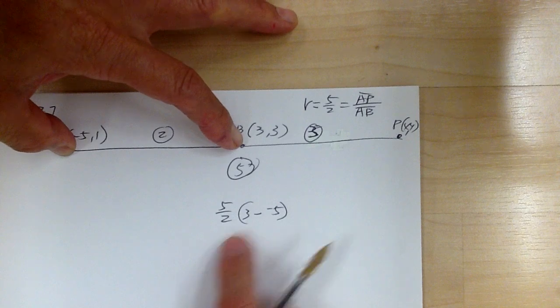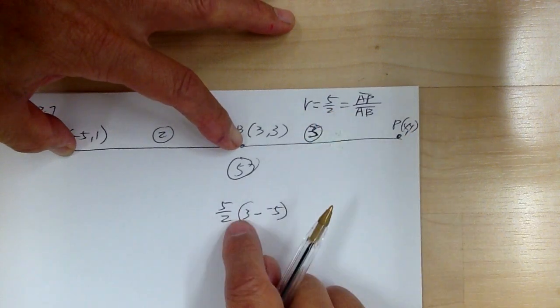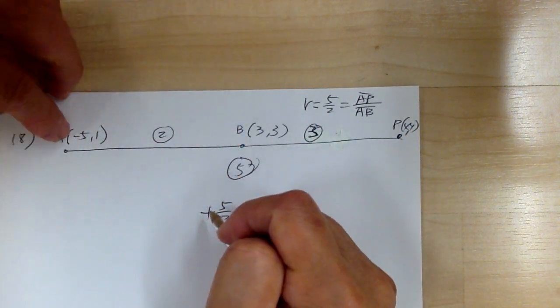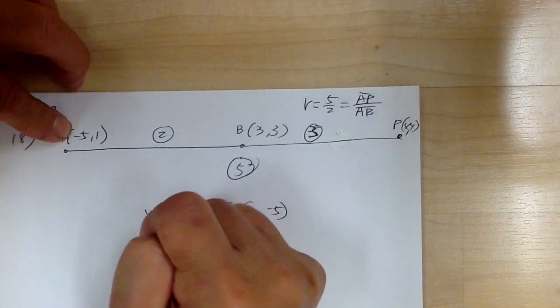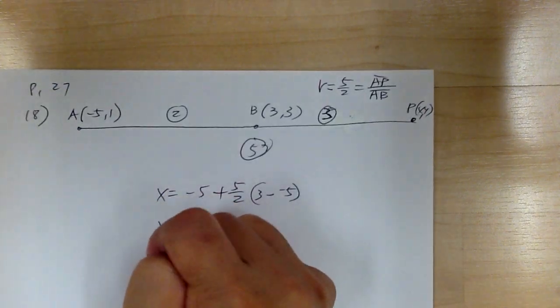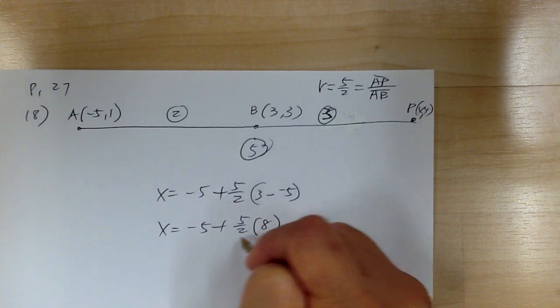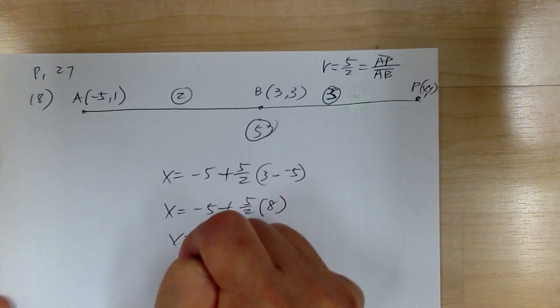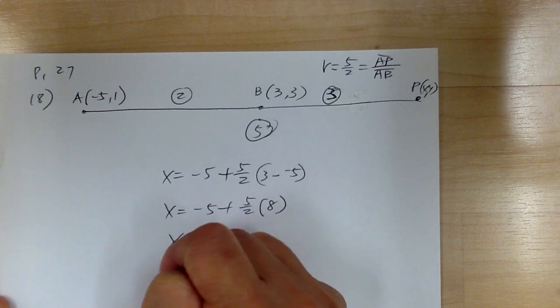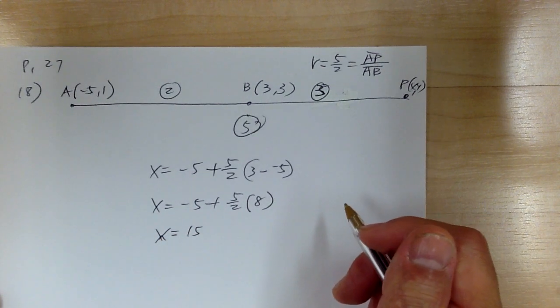Okay? And that's what the r is. Okay? So times by r. Then you add on to what you start out. And that's your x. Okay? So x equal to negative 5 plus 5/2 times 8. So x will give you 15. Okay? And then you do the y.